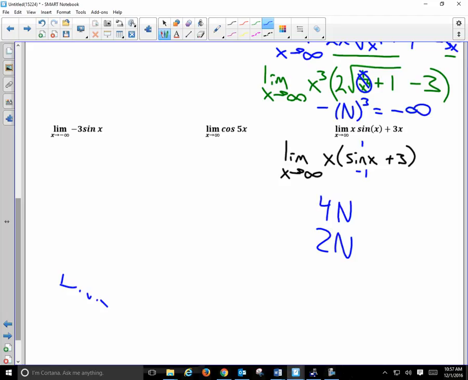So either way, both of these go to what? Infinity, so the limit will be infinity.